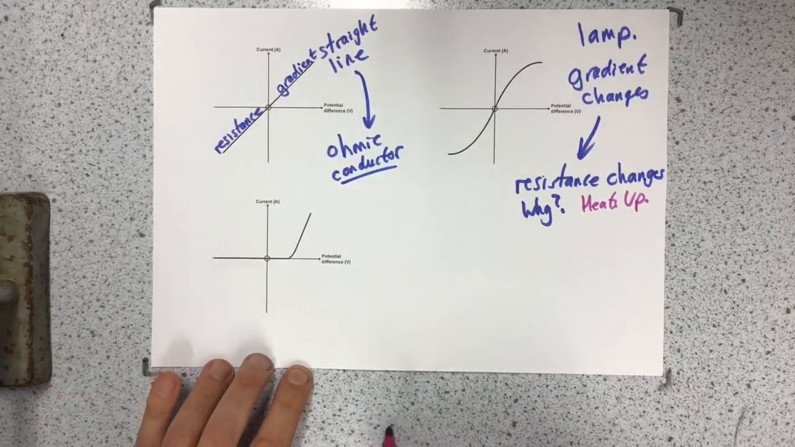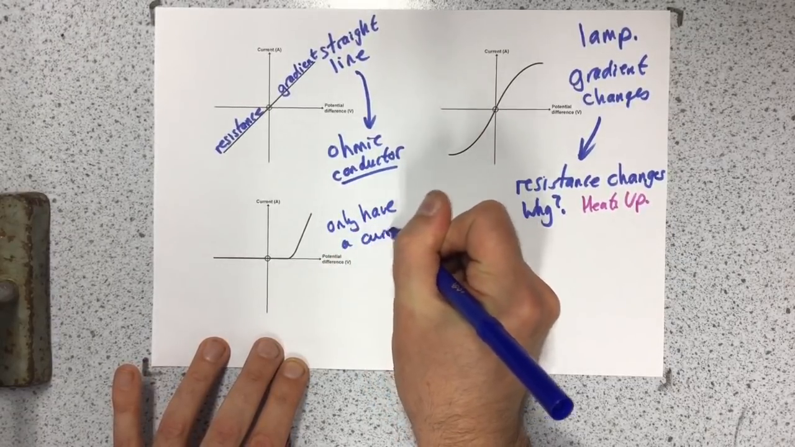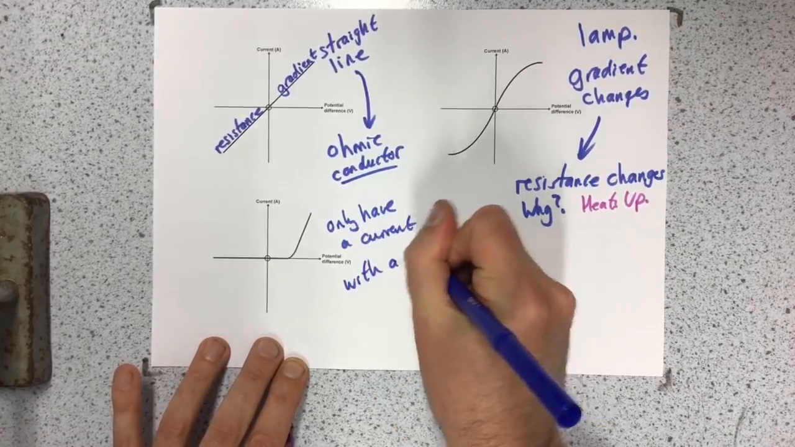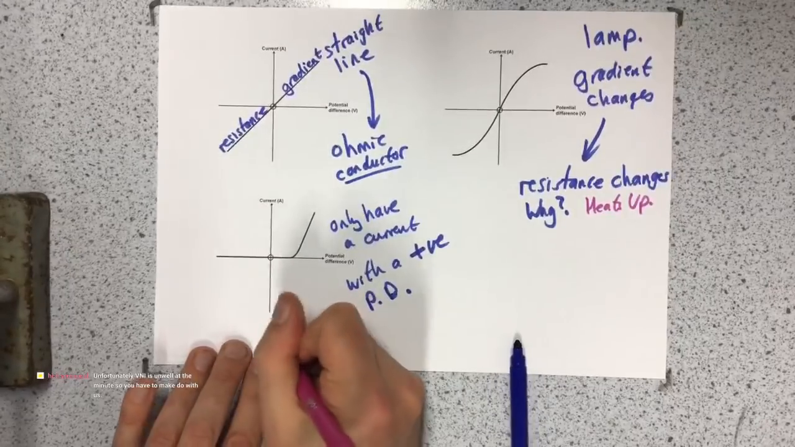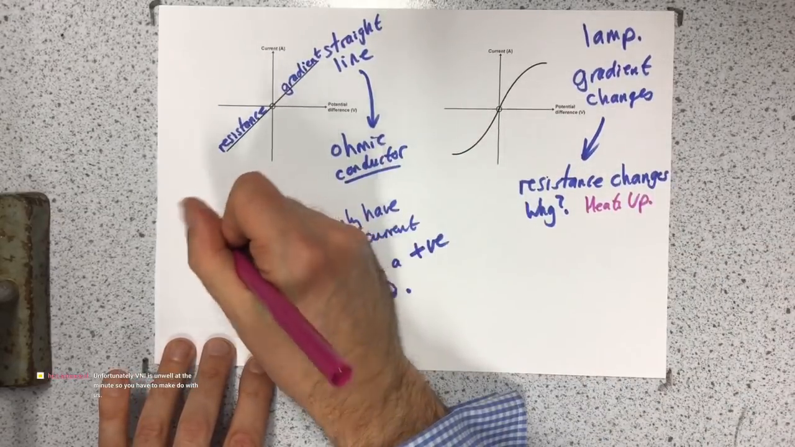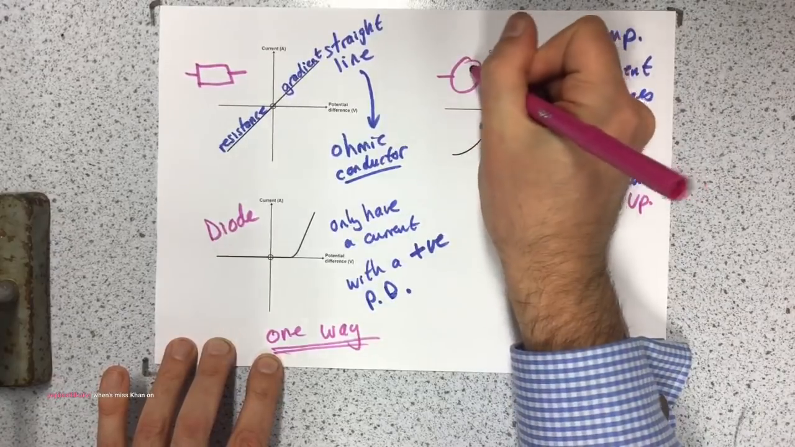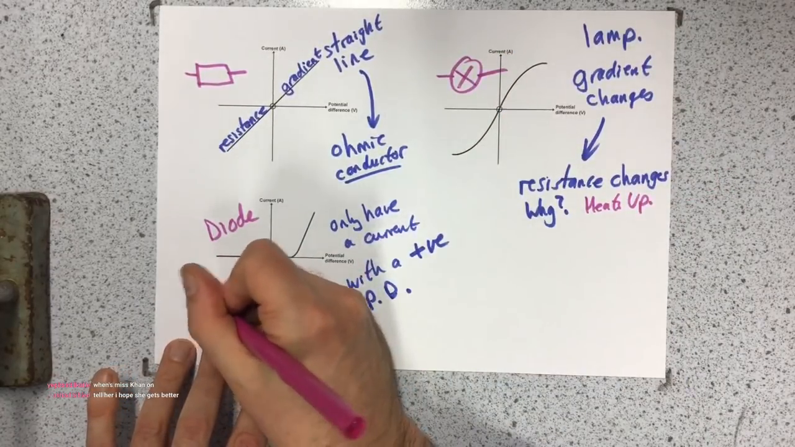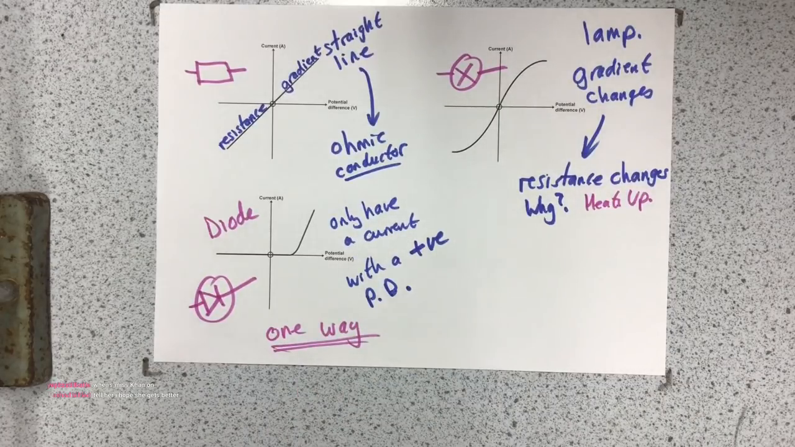Now, what do we have here? Well, what we have here, we only get a current with a positive potential difference. Right? So in other words, this component here only allows the current to flow one way, and that is a diode. Okay? So just a quick reminder, that's a resistor, that's a bulb, and this one here is a diode. Okay? Very important component because they can protect the current going the wrong way around a circuit.